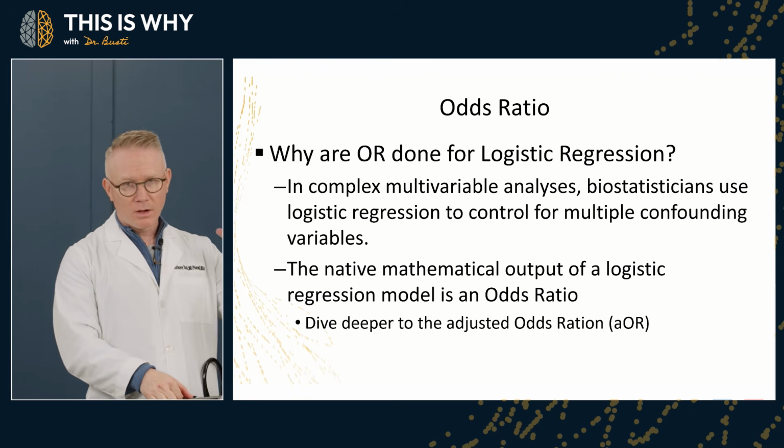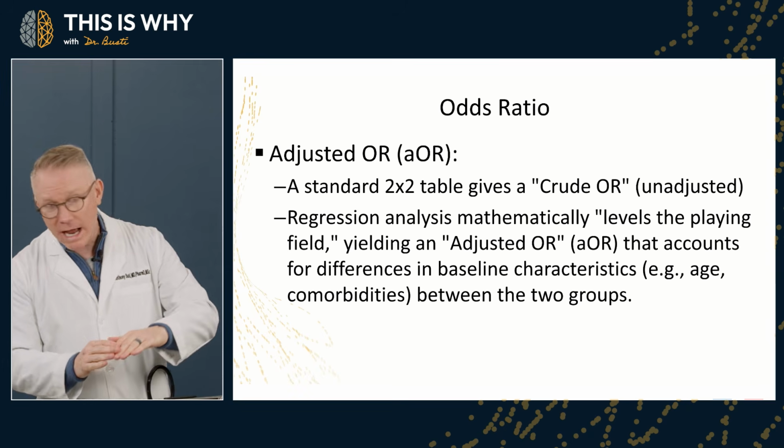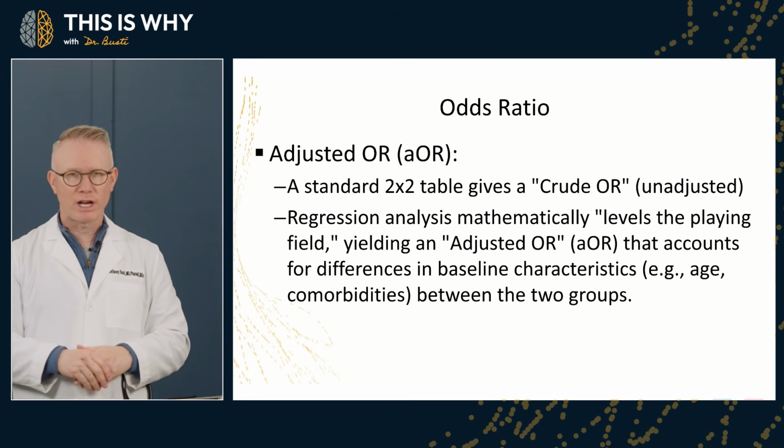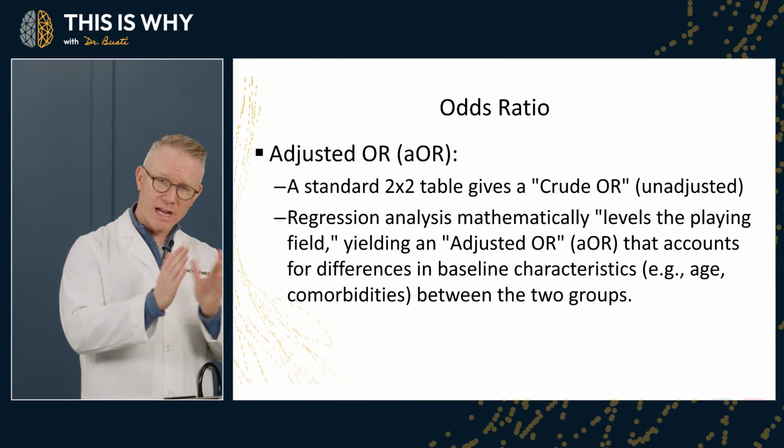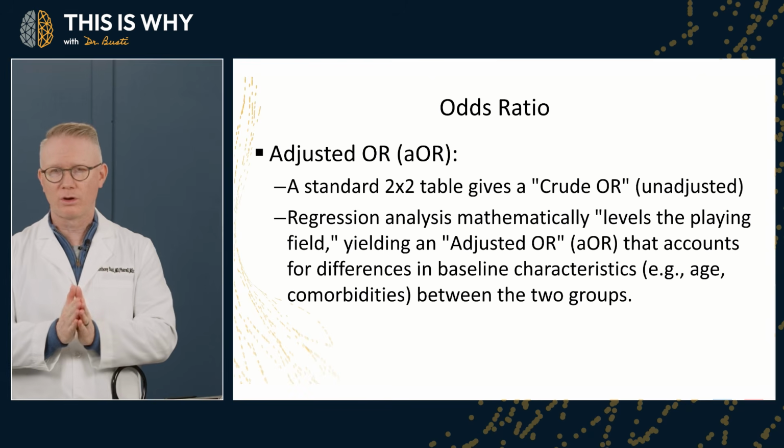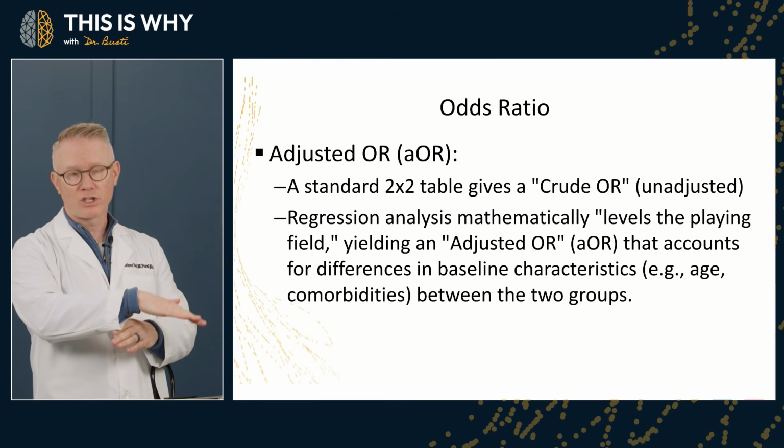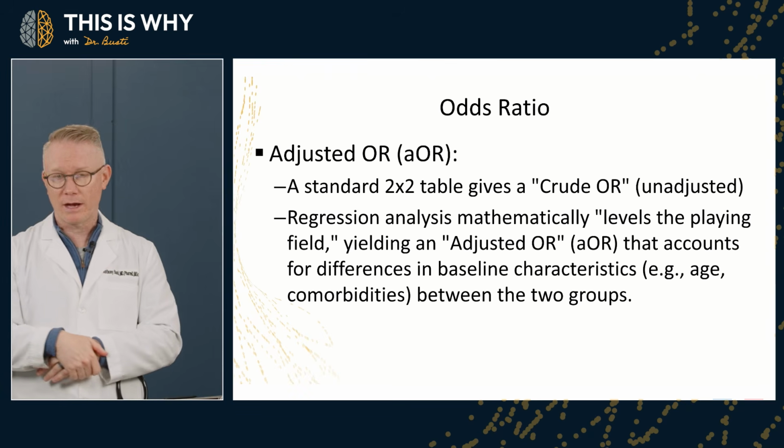Now, I want to take one little step further and dive into this thing called adjusted odds ratio, okay? So remember, a standard 2x2 is just giving us a crude odds ratio, which is unadjusted, and I'm going to show you an example of that here in a minute, okay?